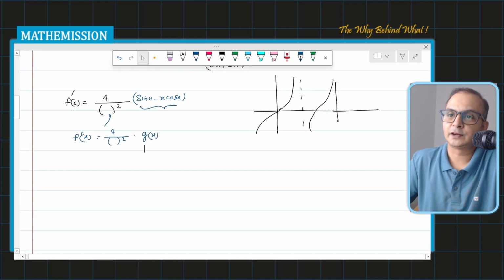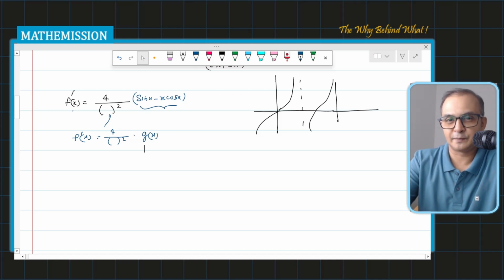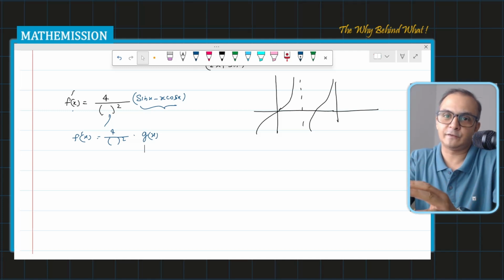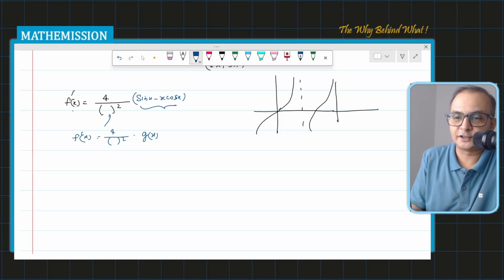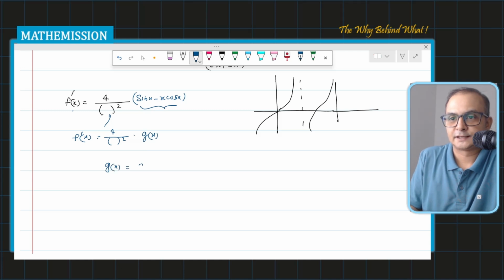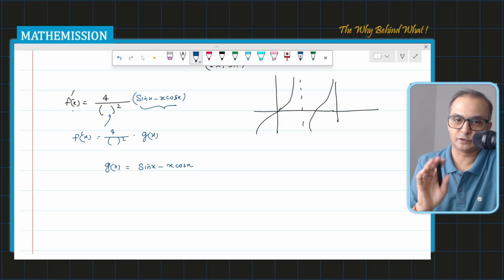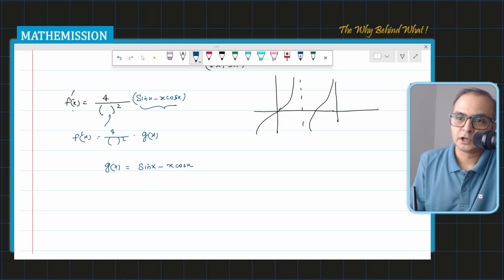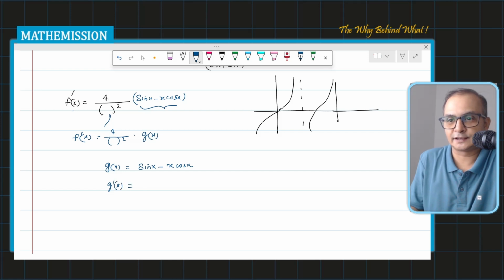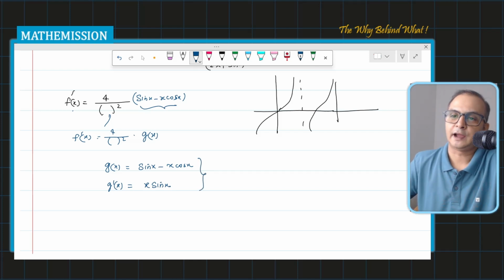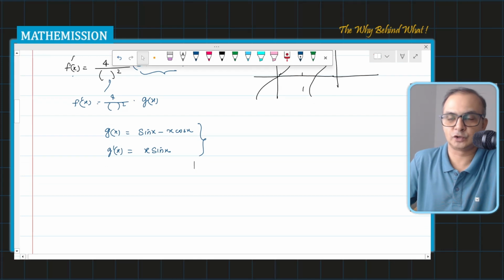So f'(x) is nothing but some other function, like 4 by this square, times g(x). It means now the derivative of the function, f'(x), depends on g(x). If we analyze how g(x) behaves, we can say about f'(x) on the basis of that. So g(x) is sin x minus x cos x, and we are going to analyze its behavior, meaning positive or negative. Let's find the derivative g'(x), which is easy to find: it is x sin x.